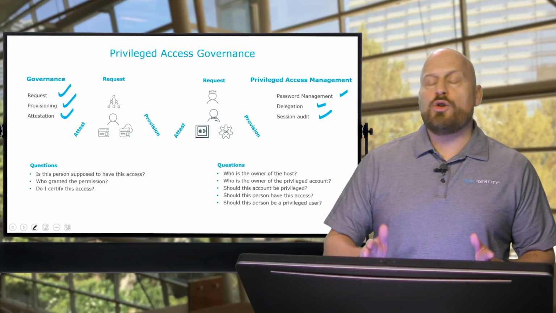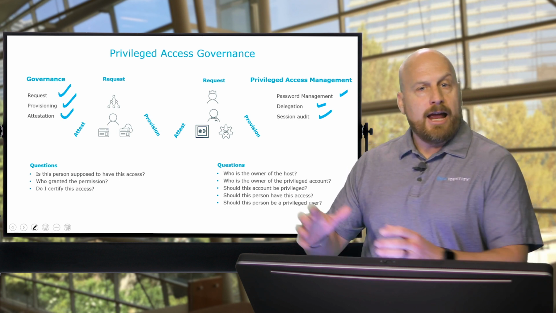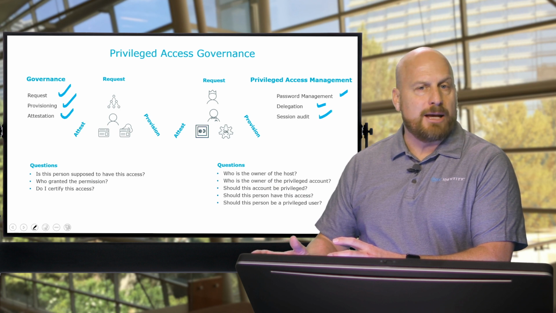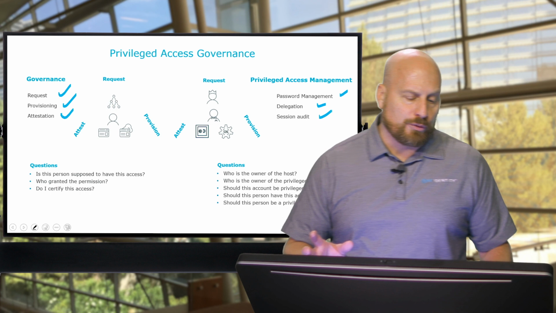So in most organizations, the governance stuff is happening just fine, and the privileged access management stuff is happening just fine, but they're fairly disjointed. So let's talk about why that is and how we can overcome that.